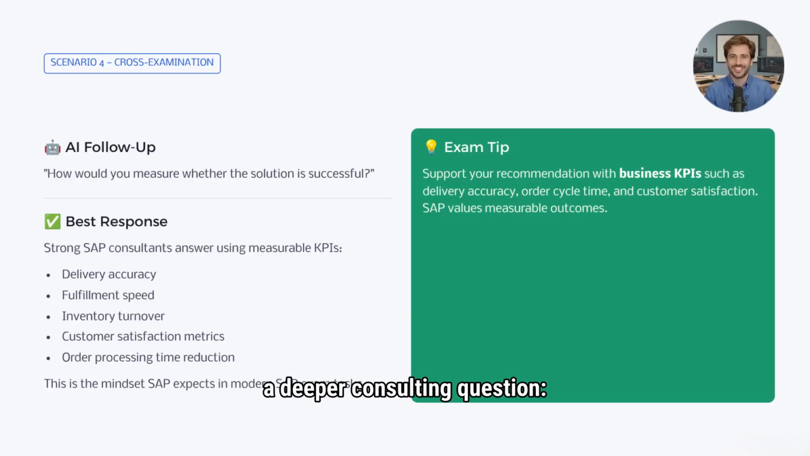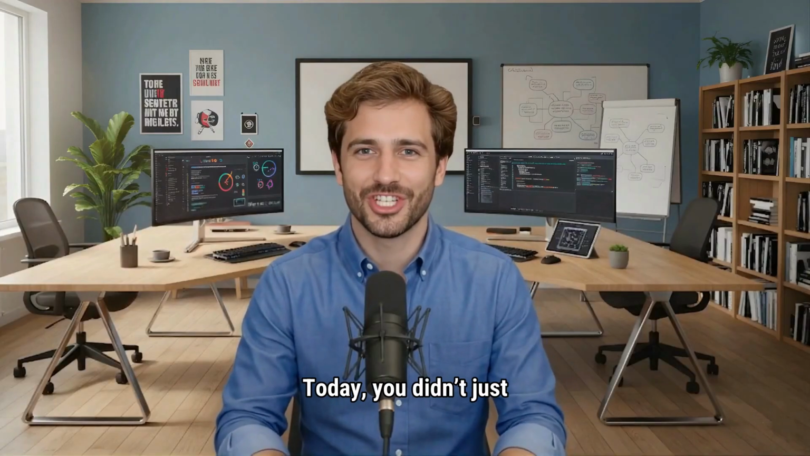Then the AI asks a deeper consulting question. How would you measure whether the solution is successful? Strong SAP consultants answer using measurable KPIs: delivery accuracy, fulfillment speed, inventory turnover, customer satisfaction metrics, and order processing time reduction. This is the mindset SAP expects in modern SAP exam tasks. Exam tip: support your recommendation with business KPIs such as delivery accuracy, order cycle time, and customer satisfaction. SAP values measurable outcomes.